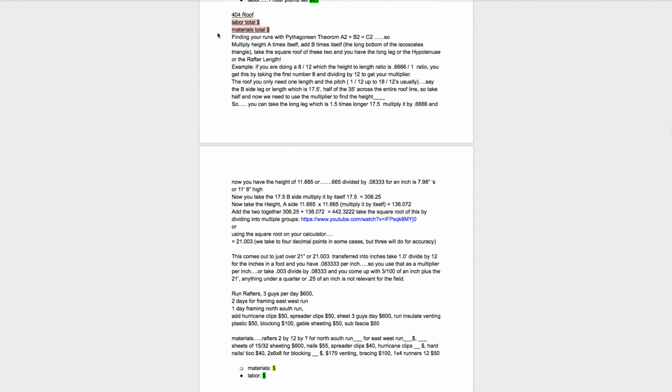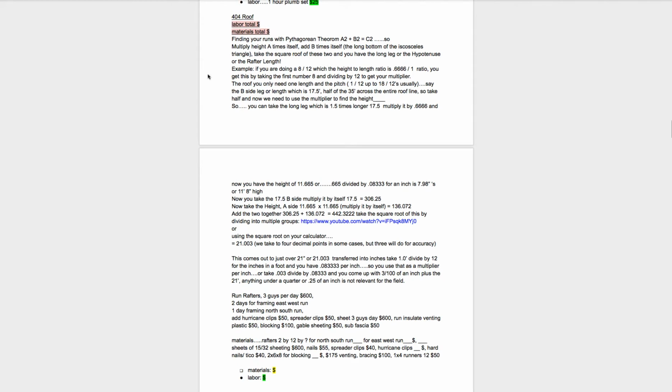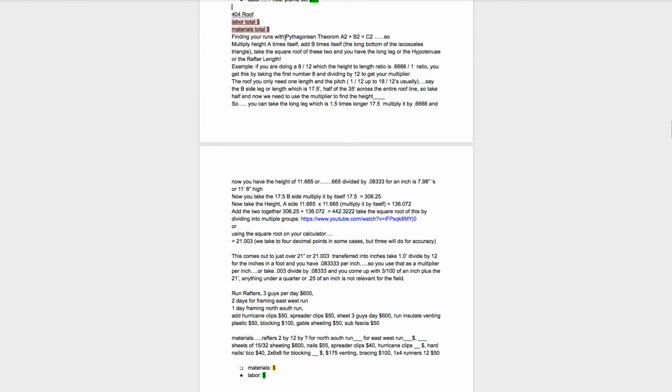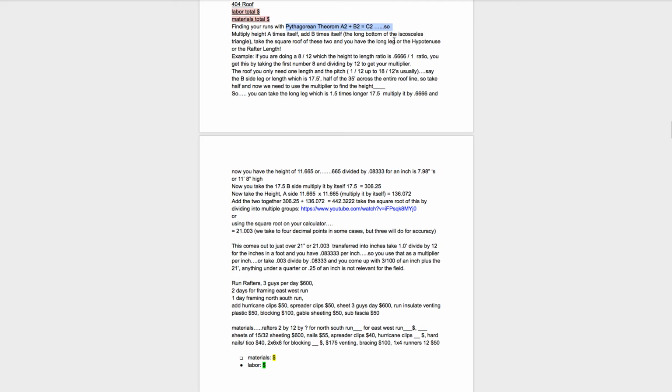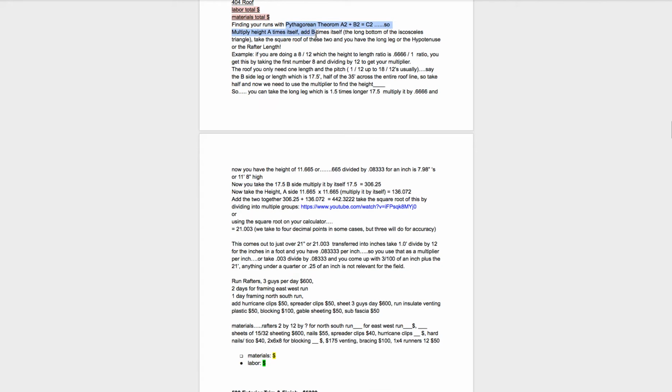So the roof. The roof is usually the most complex part of the estimating, and I'll tell you why. You need a little bit of mathematical prowess here. So, here we go with the roof. Finding your runs, you need to use the Pythagorean theorem, which is a squared plus b squared equals c squared. So you multiply the height, a, times itself, and b times itself, which is the long bottom of the triangle.